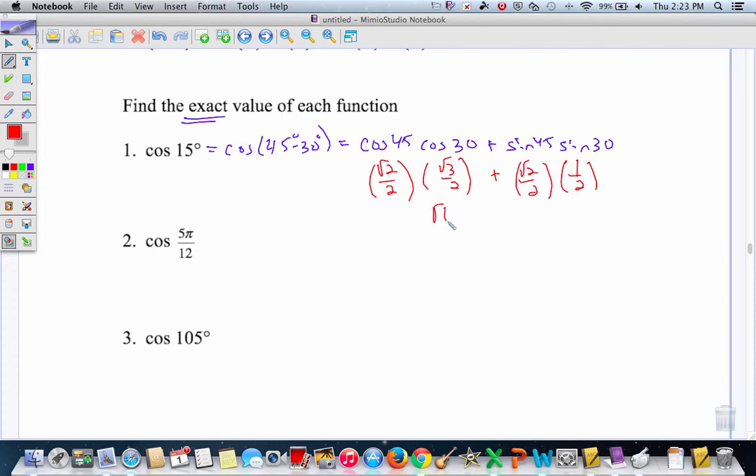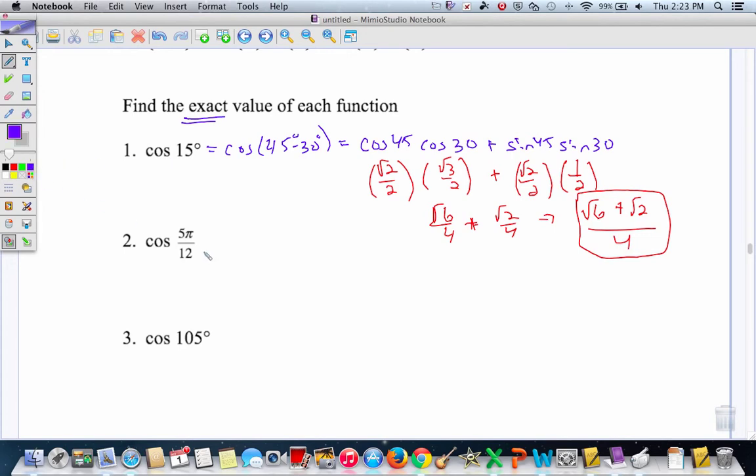And now we have the square root of 6 over 4 plus the square root of 2 over 4, or the square root of 6 plus the square root of 2 all over 4. So there's our exact answer for the cosine of 15 degrees. These types of answers are going to be very common and repetitive because we're using the same values off the unit circle, 30, 45, and 60, and the negative and positive versions of those. You'll see those occur again and again.